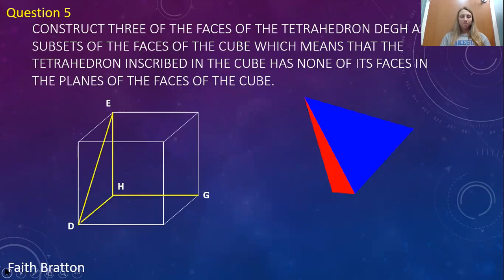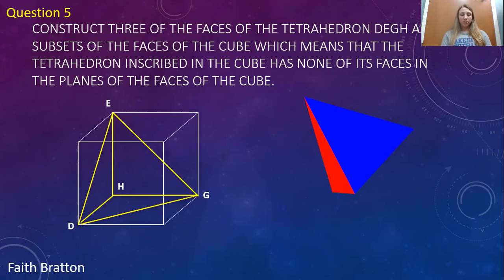Okay, here we go. Okay, so first we have to add or trace a tetrahedron into this. First we're going to do D to E, E to G, G to D, and then D to H and G to H to show the tetrahedron model, which is right here, in 4 equilateral triangles inside the cube. Okay, 3 of the faces of the tetrahedron DEGH are subsets of the faces of the cube.